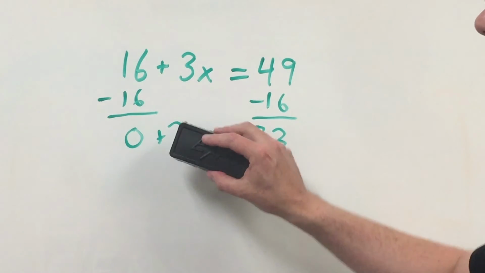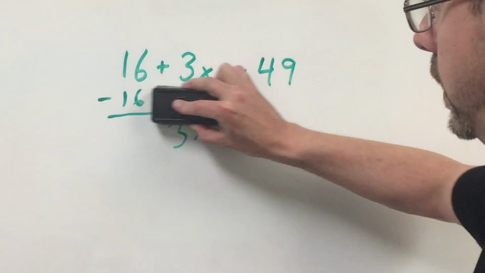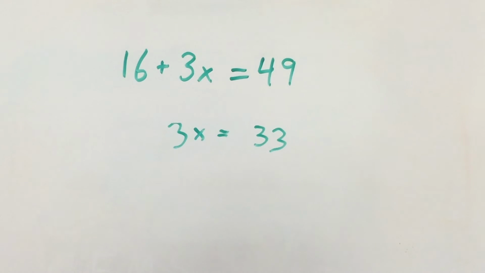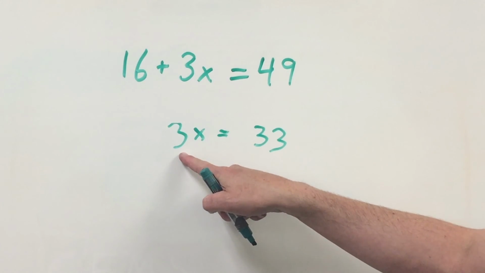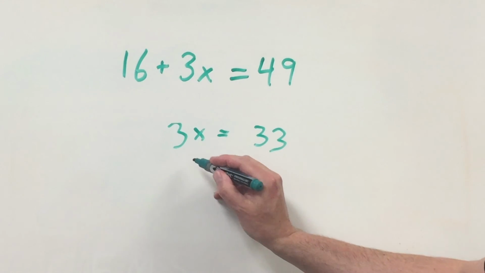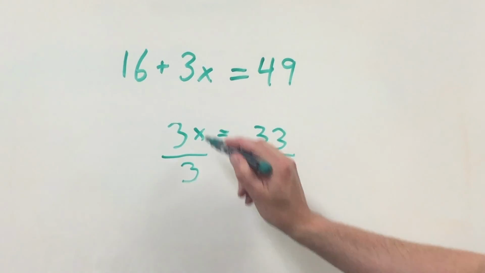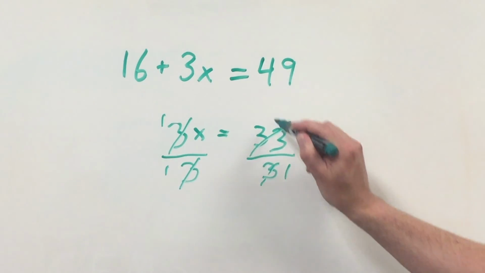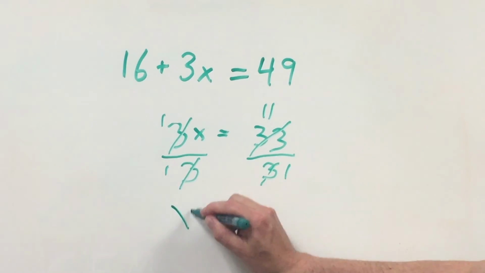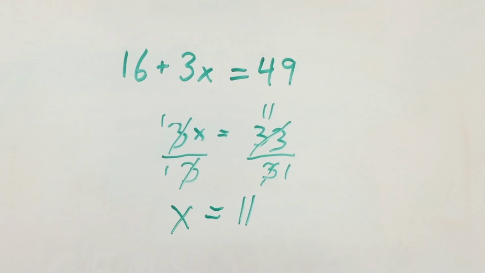We don't need the 0, so we can eliminate that. What we get is 3x equals 33. Now the example looks a lot more like the first one that we went through. We can divide each side by the coefficient 3. And so x equals 11.